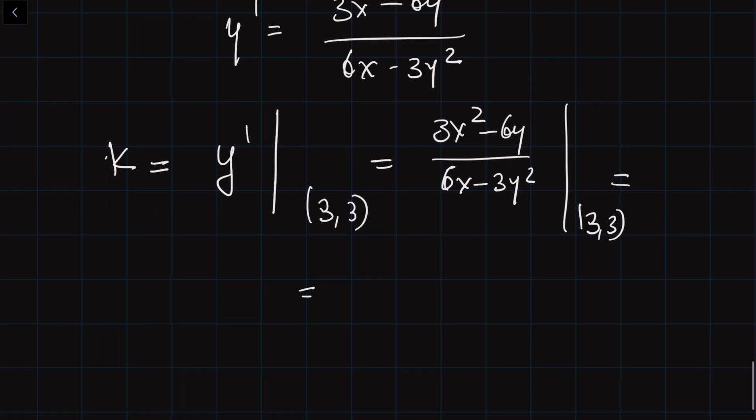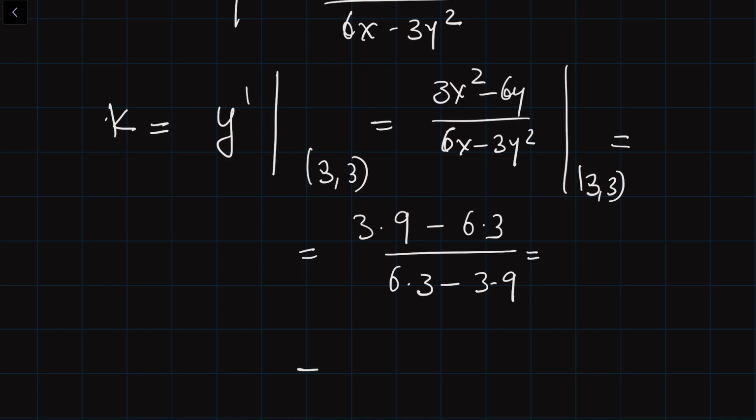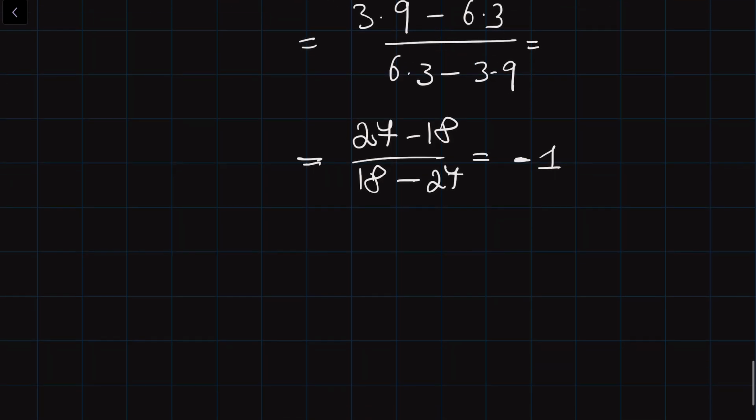If you do this together, it is going to be 3 times 9 minus 6 times 3, divided by 6 times 3 minus 3 times 9. I guess it's going to be a negative value, right? So it is going to be (27 − 18) divided by (18 − 27). It is going to be minus 1. Okay, so this is the slope of the tangent line.